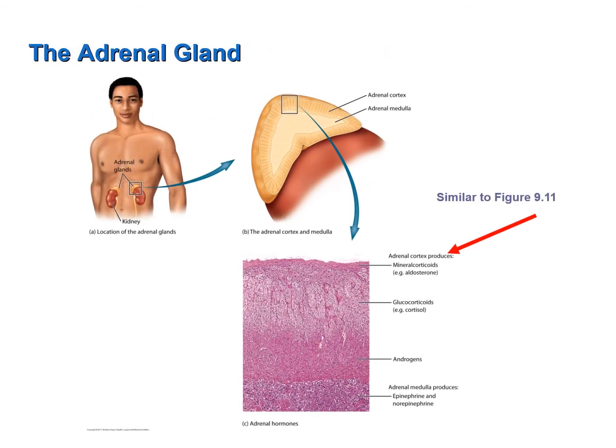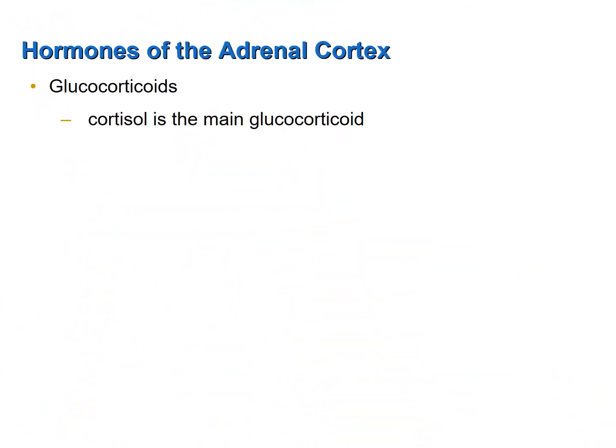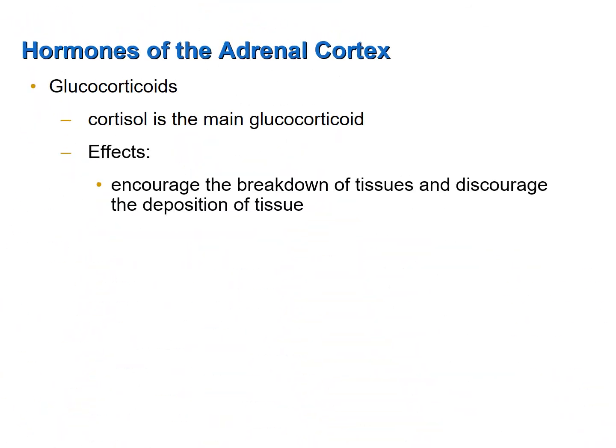Now let's turn our attention to the middle layer of tissue of the adrenal cortex, which produces hormones called glucocorticoids. Cortisol is the main glucocorticoid. And what effect does it have on the body? Well, it encourages the breakdown of tissues and discourages the deposition of tissues. Now, why would one want cortisol to do this?